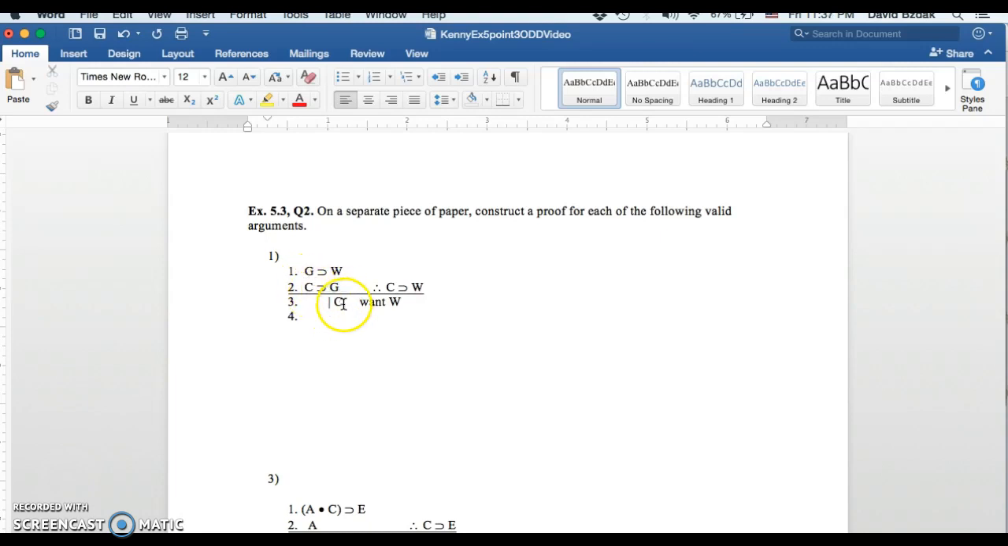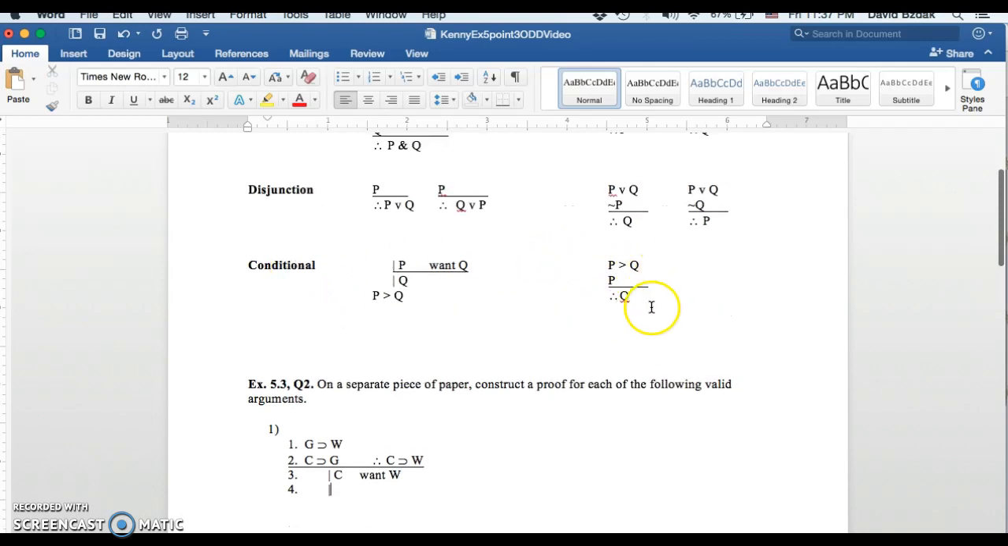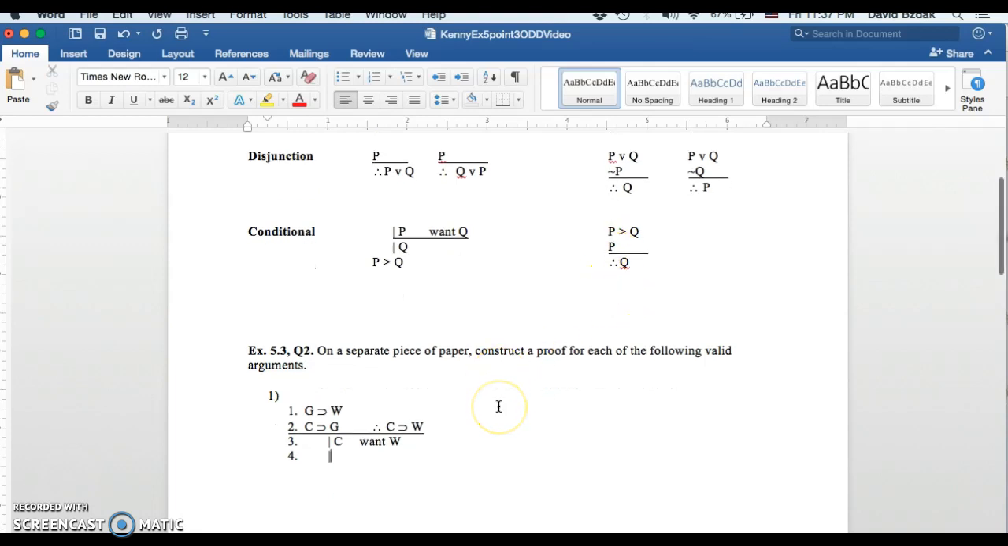Now we can use C like a premise. It's assumed, but we're going to use it just like we would any other premise, although we're going to keep indenting. So now we have a conditional over here, if C then G, and we have the antecedent of that conditional. If you remember the conditional elimination rule, if we have a conditional and the antecedent, we can derive the consequent. So we can get G by conditional elimination of 2 and 3. 2 is a conditional, 3 is the antecedent, and therefore we get the consequent.